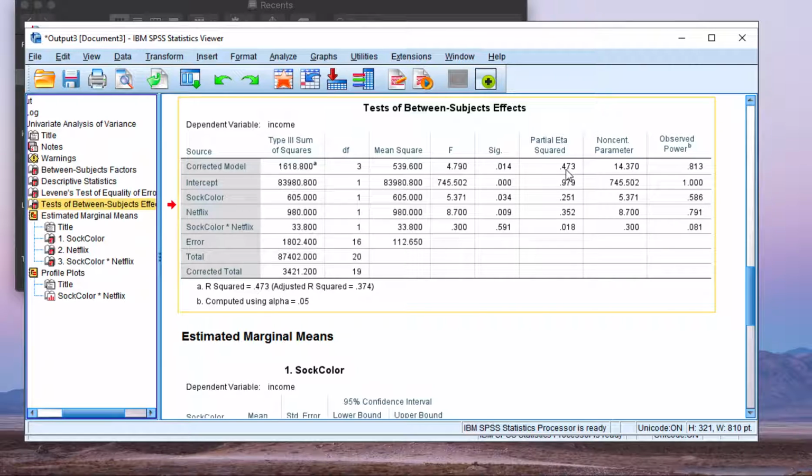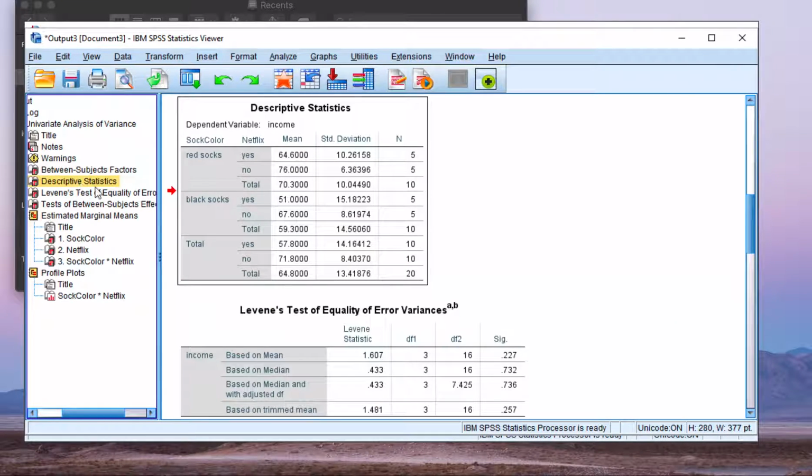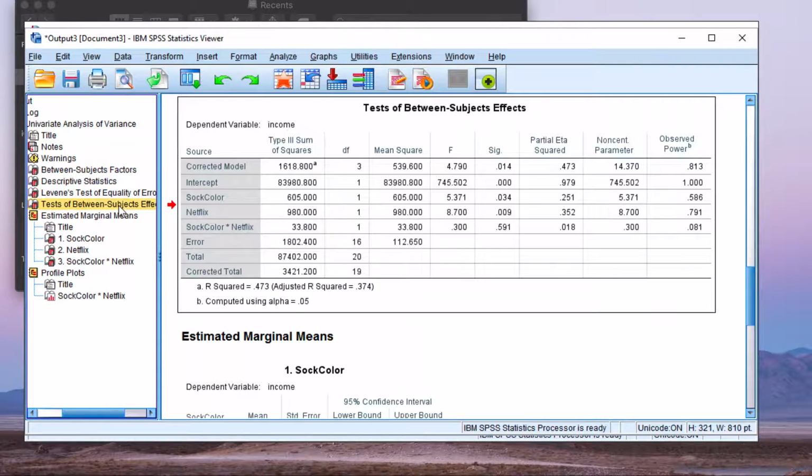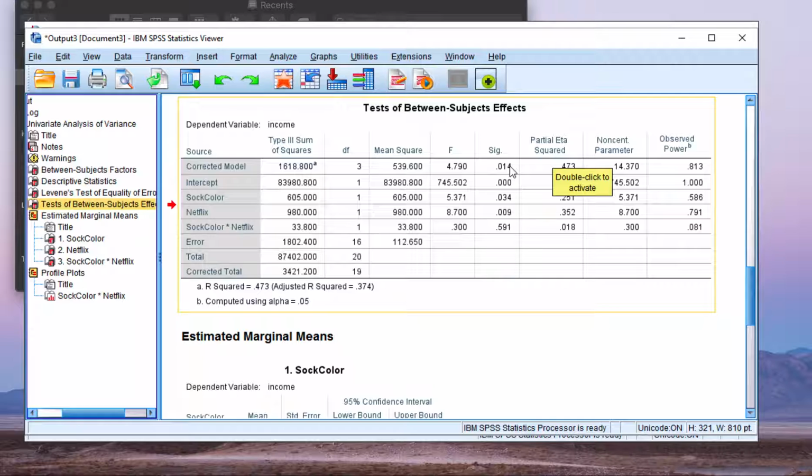And let's see, if we look at our means, which we can go up here into our descriptive statistics, we can see here that there's a greater difference between participants who did not wear black socks and did not have Netflix at home and what have you. But we're primarily looking at our partial eta squared, which is our effect size, and our significance.